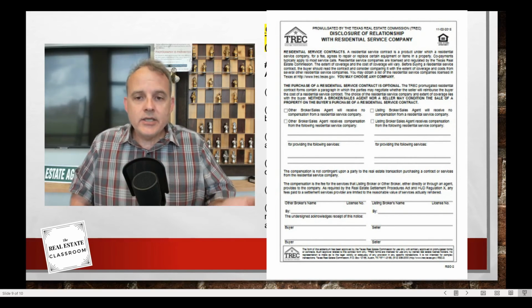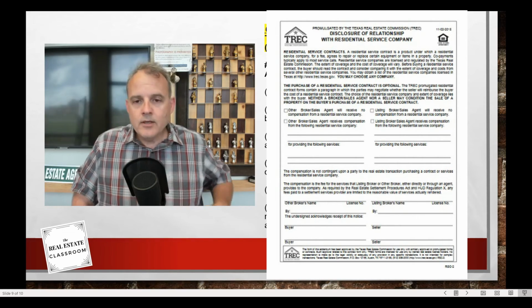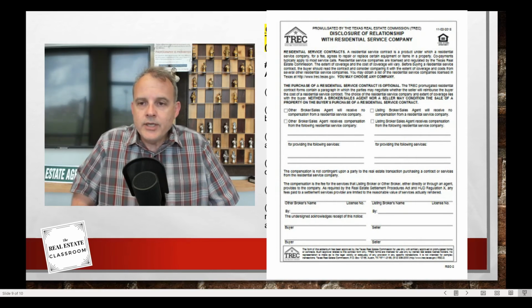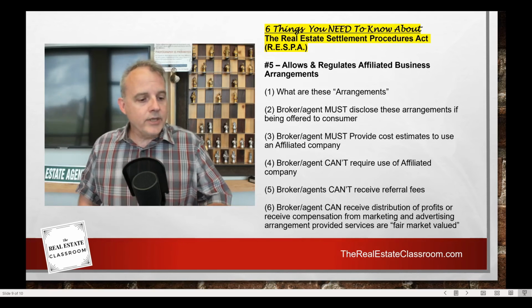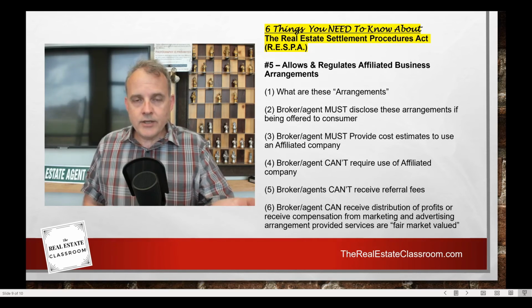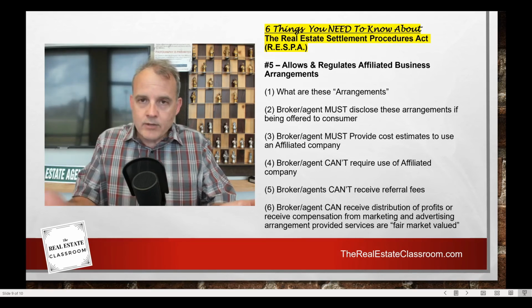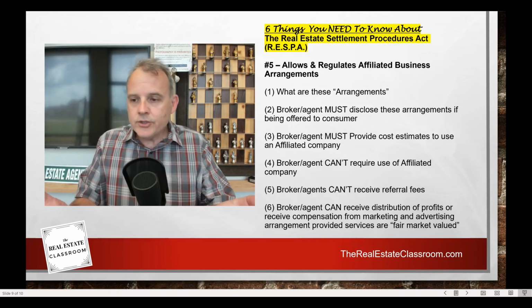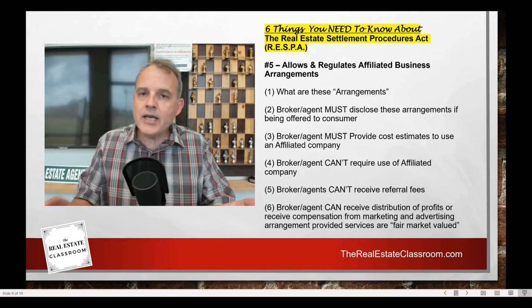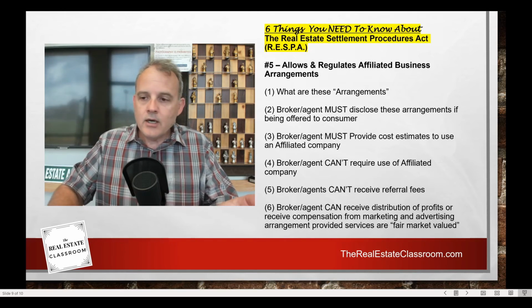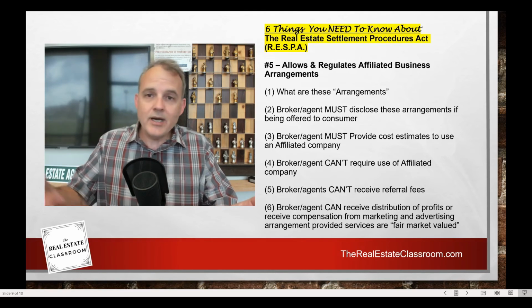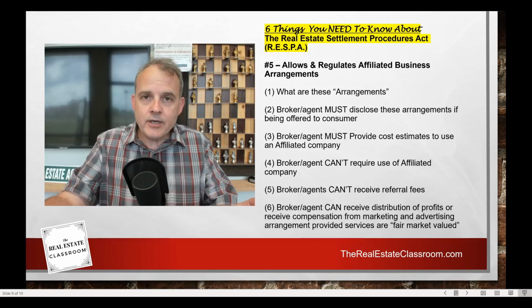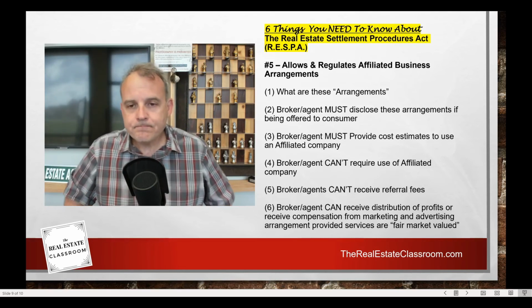Now, in addition to the disclosure, the other thing that disclosure must include is estimated cost to use that company. So not only is the agent making the disclosure in writing to the buyer about A1 Mortgage Company, on that disclosure is going to be the estimated cost if you use A1 Mortgage. Now, understand this applies to any other real estate service provider. So if the broker had an arrangement with a lender and a home inspection company, the same rules would apply.